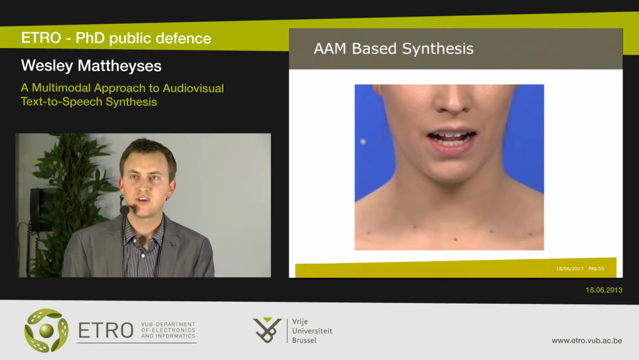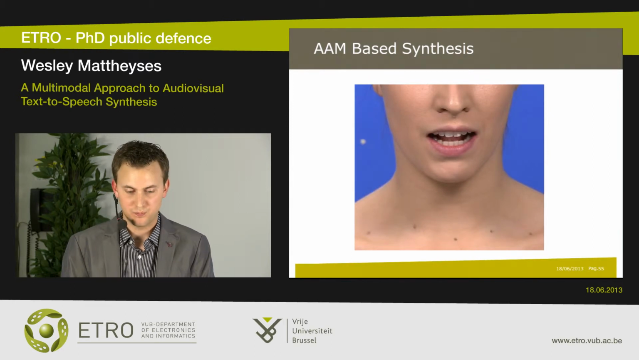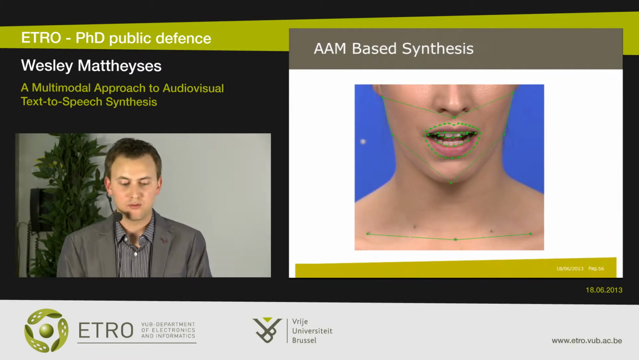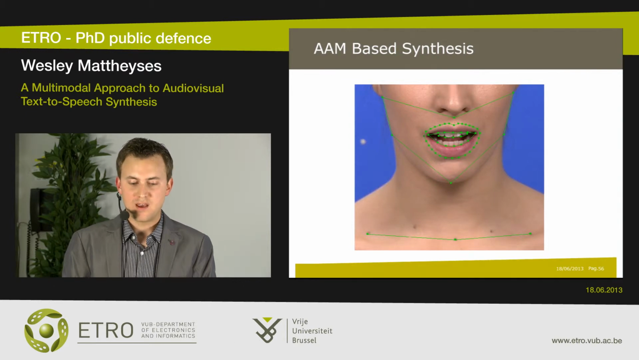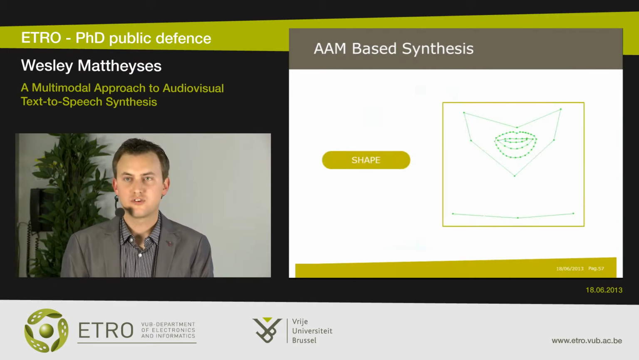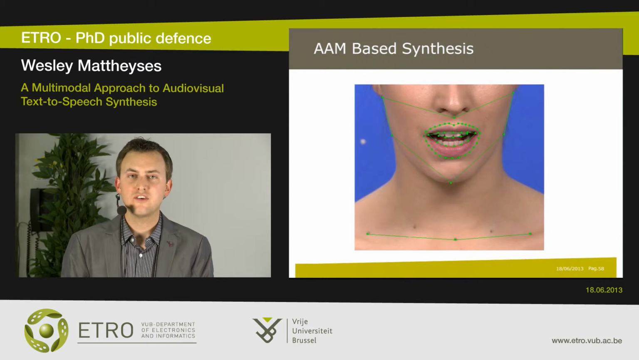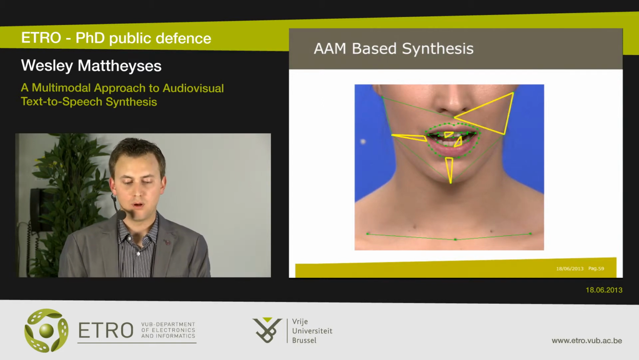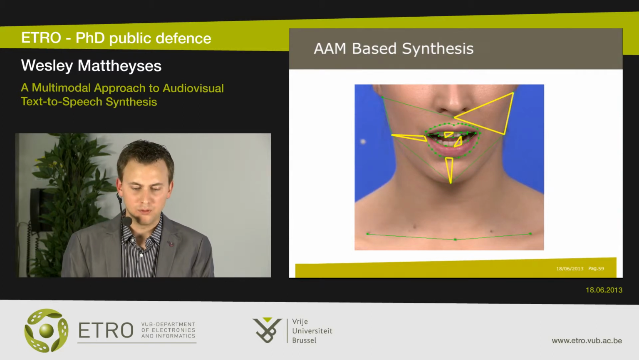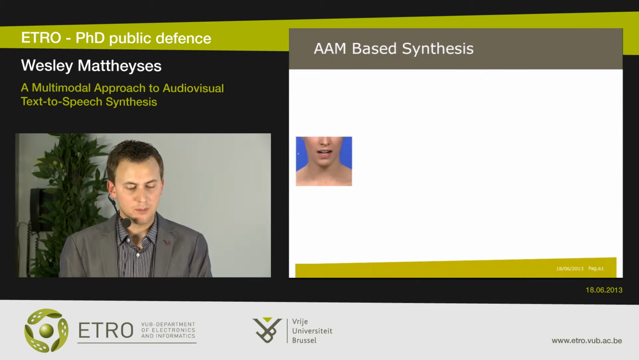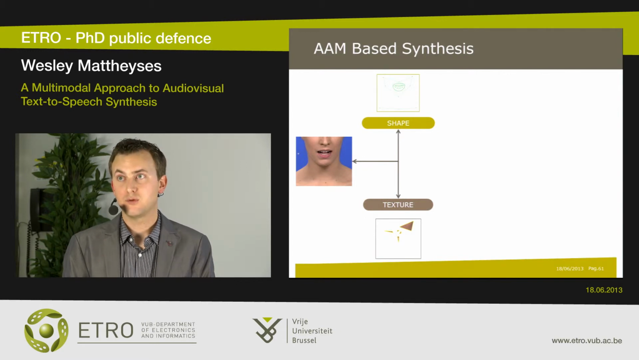Well, imagine here I have a frame from my database, so I have image information. Based on this image information, I can calculate a series of landmarks indicating the position of the lips, of the mouth, and so on. And now the position of all these landmarks we call the shape information. Based on these landmarks, we can define a triangularization, so we can define triangles between all these landmarks. And now we can sample the RGB pixel values of the image with respect to these triangles, and this we call the texture information of the image.